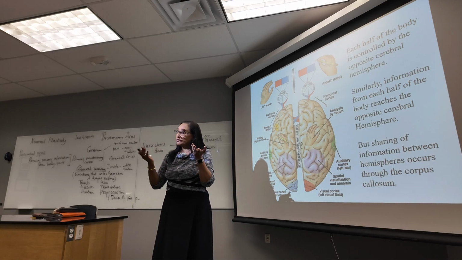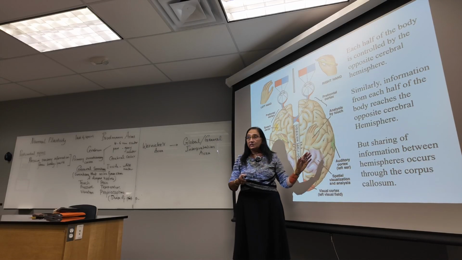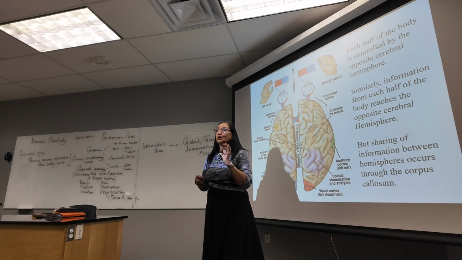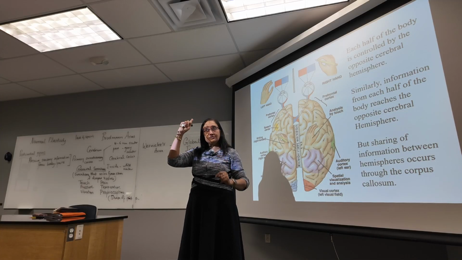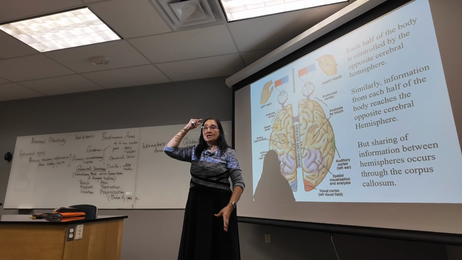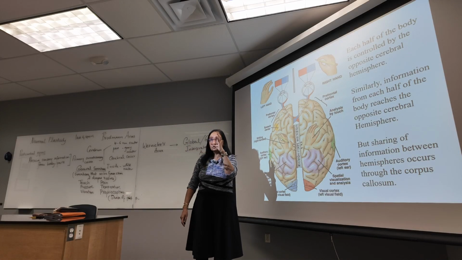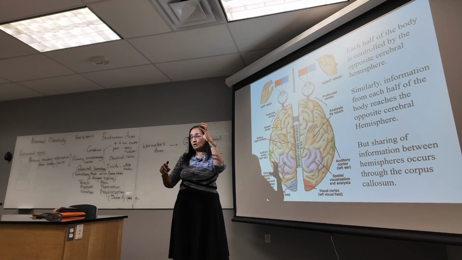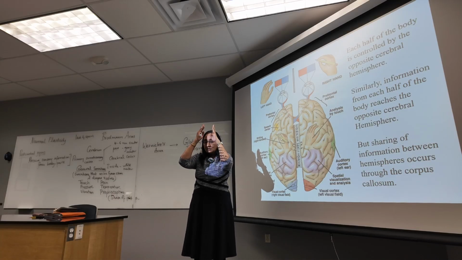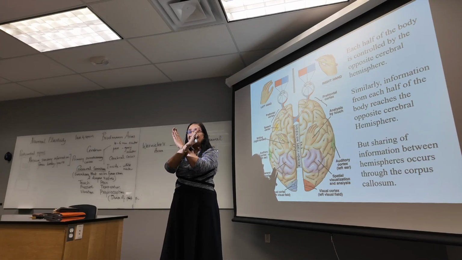Now, one thing that most of you probably already know is that each cerebral hemisphere controls the opposite half of your body. The right cerebral hemisphere controls all the muscles on the left half of your body, and the left cerebral hemisphere controls all the muscles on the right half of your body. So the motor cortex, the primary motor cortex. Okay, the reason is because the axons that are coming down cross over at the level of the medulla oblongata.